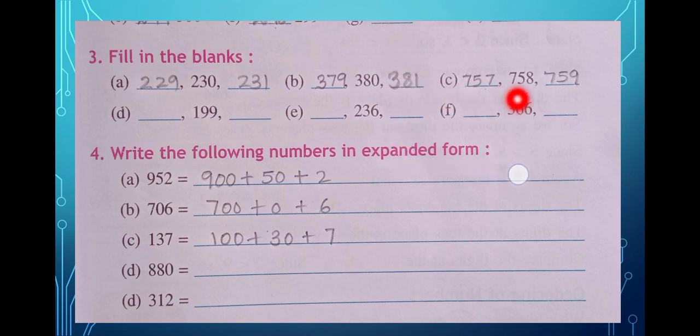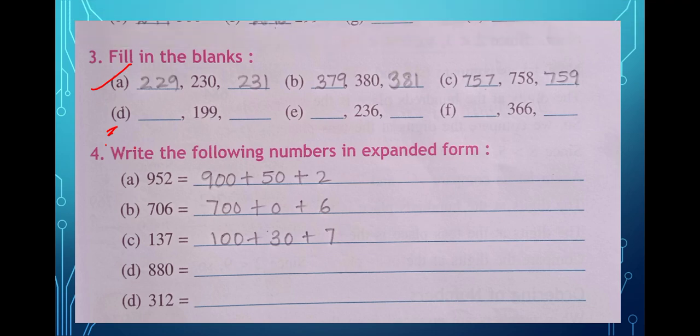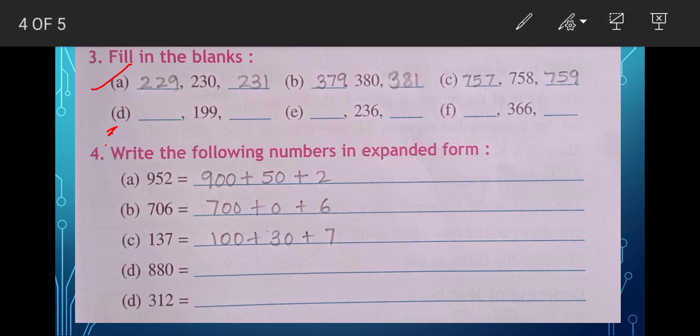Alright, in the same way here, before 758 is 757, then after 758 will be 759. So as I told you before, whatever I have done for you, you will write it in the copy, and these things you will do in the textbook. Okay, the same way expanded form also, whatever I have done here, you will do in the copy.